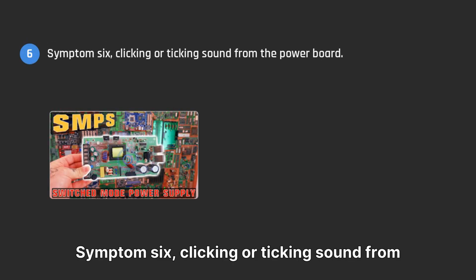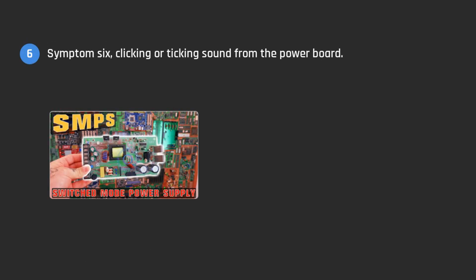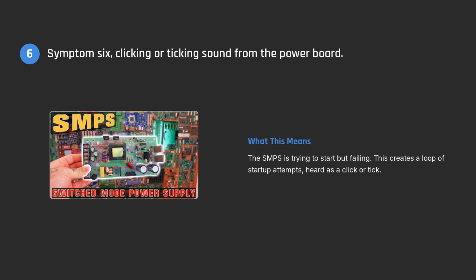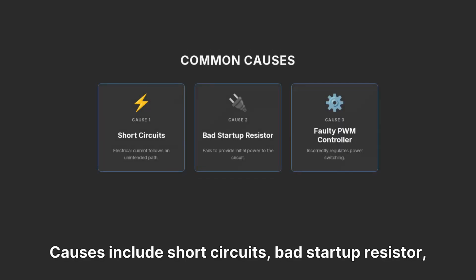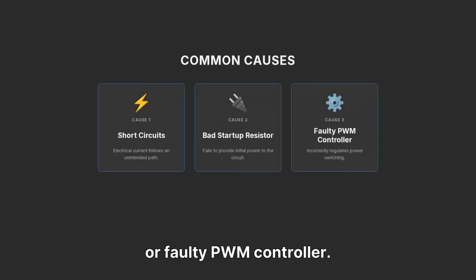Symptom 6. Clicking or ticking sound from the power board. This means the SMPS is trying to start but failing. Causes include short circuits, bad startup resistor, or faulty PWM controller.